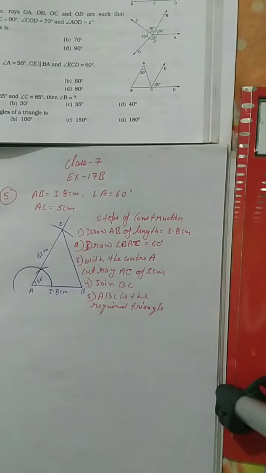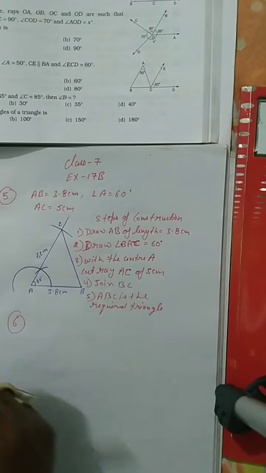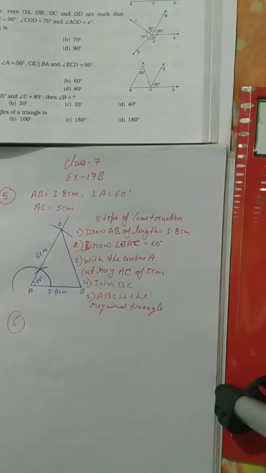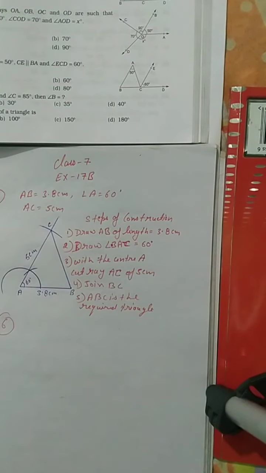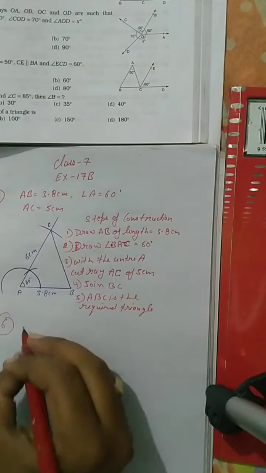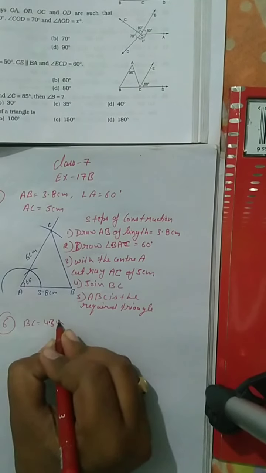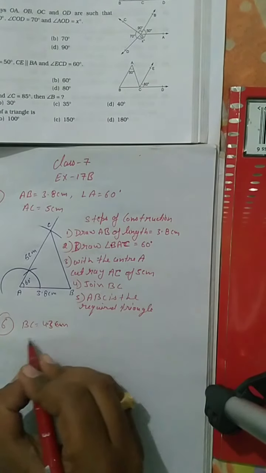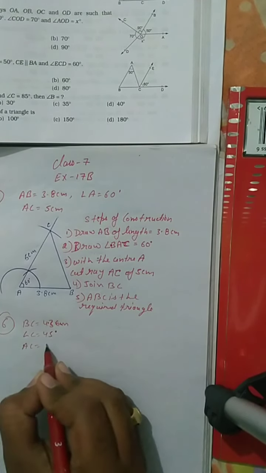Now we will study our next question, question number 6. Construct a triangle ABC in which BC is 4.3 centimeter, angle C is 45 degree, and AC is 6 centimeter. In this question number 6, you have to draw a triangle in which BC is 4.3 centimeter, angle C is 45 degree, and AC is 6 centimeter.